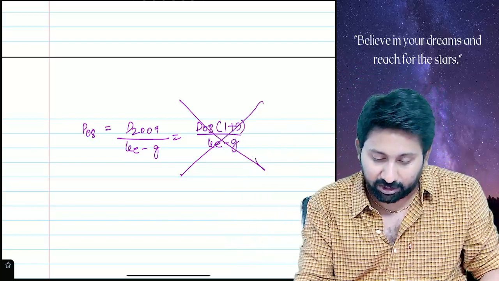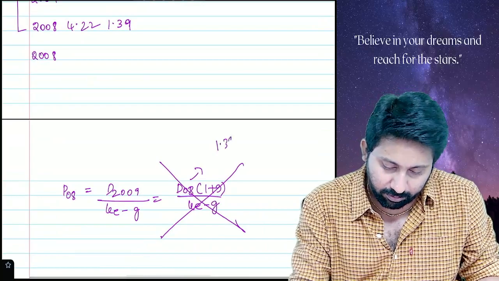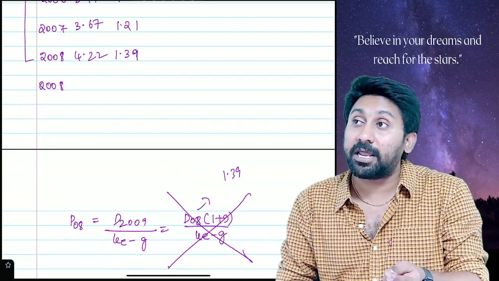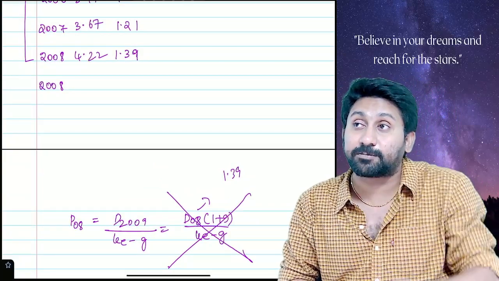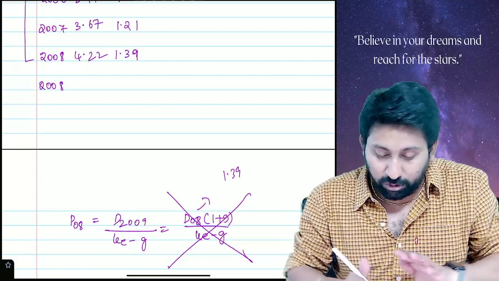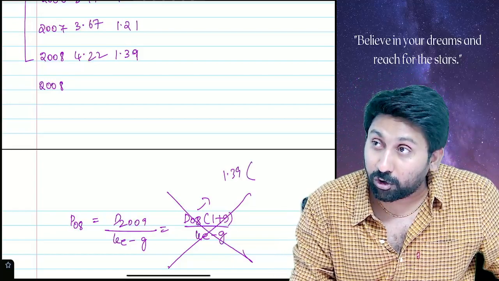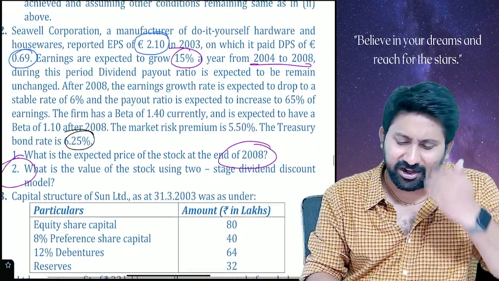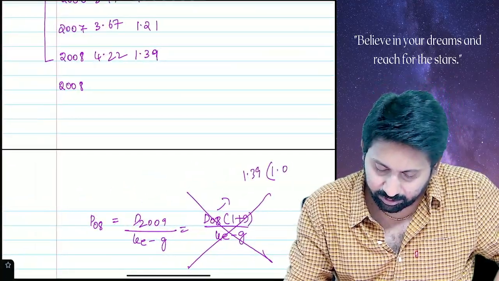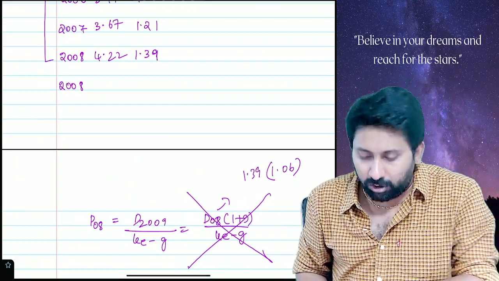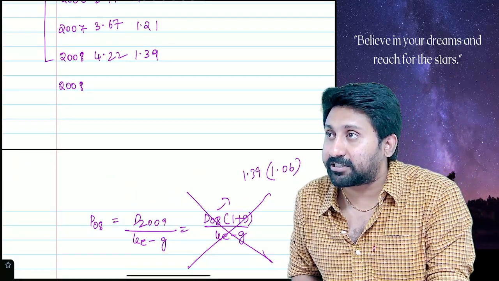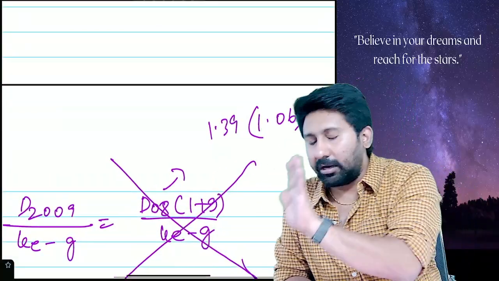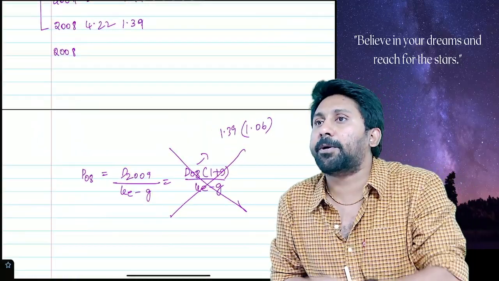Then listen carefully. What is D 2008? 1.39. This 1.39 came by applying a payout of 32.86%. Then how can you do that? So you cannot directly do. How much is the growth in the perpetual period? No, you are not reading the question. How much? 6. Perpetual period 6. So, if you apply 1.39 into 1.06, you are applying growth to what? I repeat one more time, you didn't understand. Listen carefully again. What is 1.39?